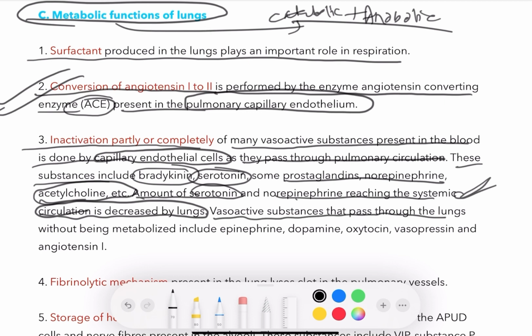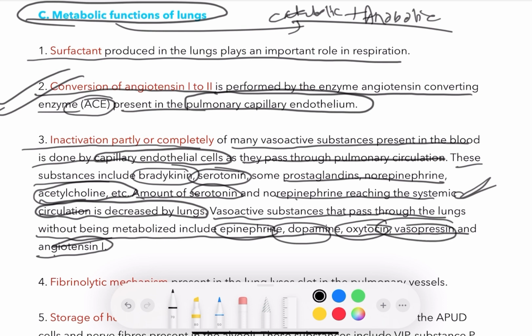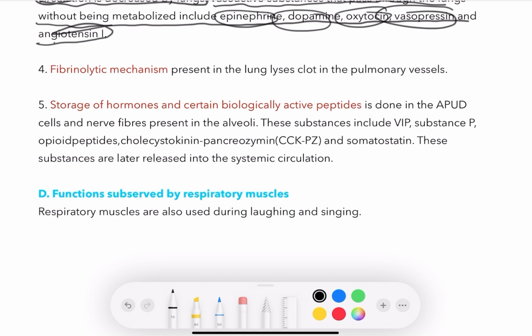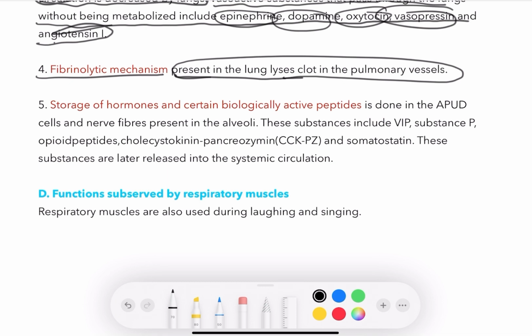Vasoactive substances that pass through the lungs without being metabolized include epinephrine, dopamine, oxytocin, vasopressin, and angiotensin 1. All these hormones pass through the lungs without being metabolized. Then the fibrinolytic mechanism present in the lung lyses clots in the pulmonary vessels. That is the lysis of the clot.